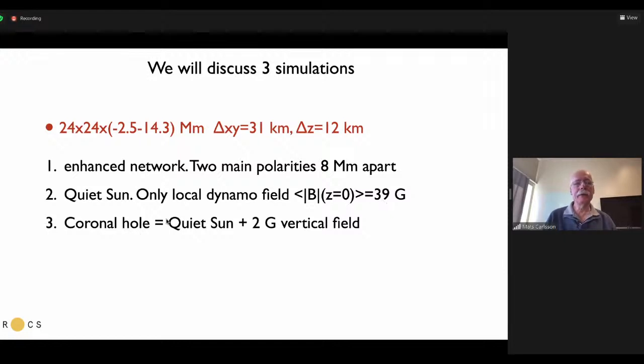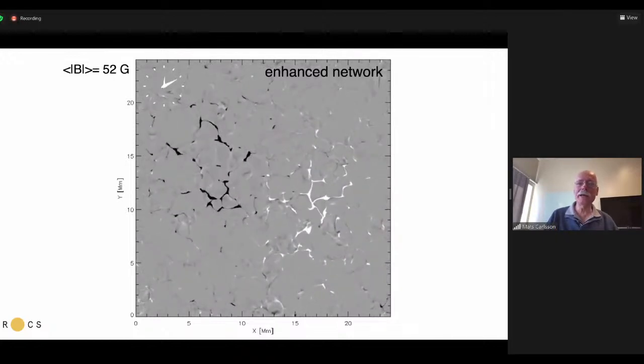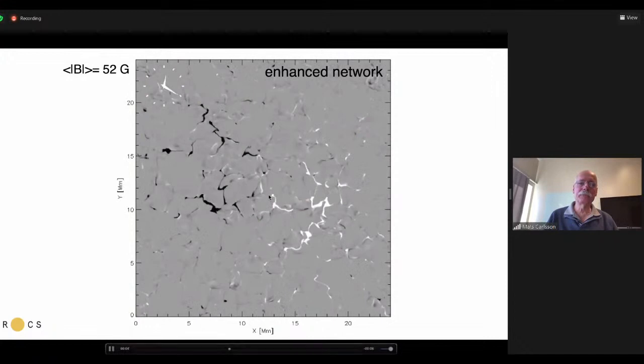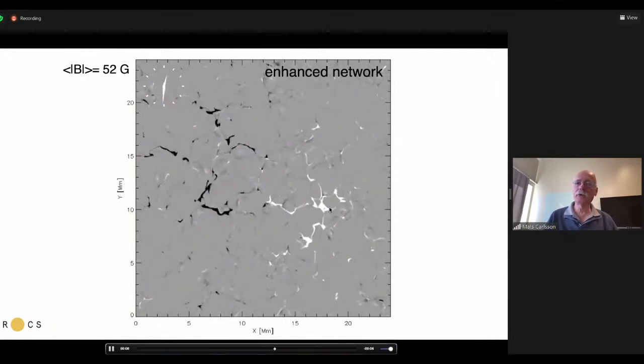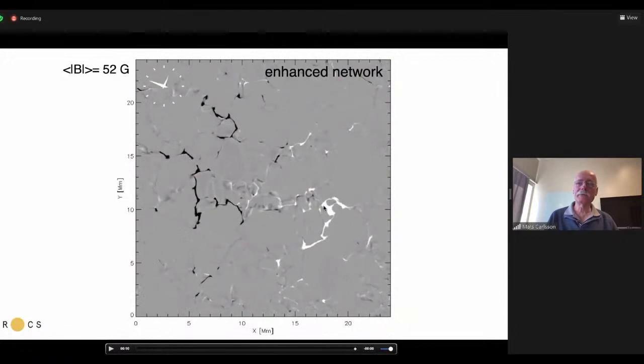And then we have another simulation, with a 2 Gauss vertical field on top of that. So this is the enhanced network. We see the 2 polarities, the negative and the positive polarity, and we see that it has already been swept to the intergranular lanes. And the maximum field strength here is about a couple of kilogauss in these concentrations. So we can expect to get some connections between these polarities.